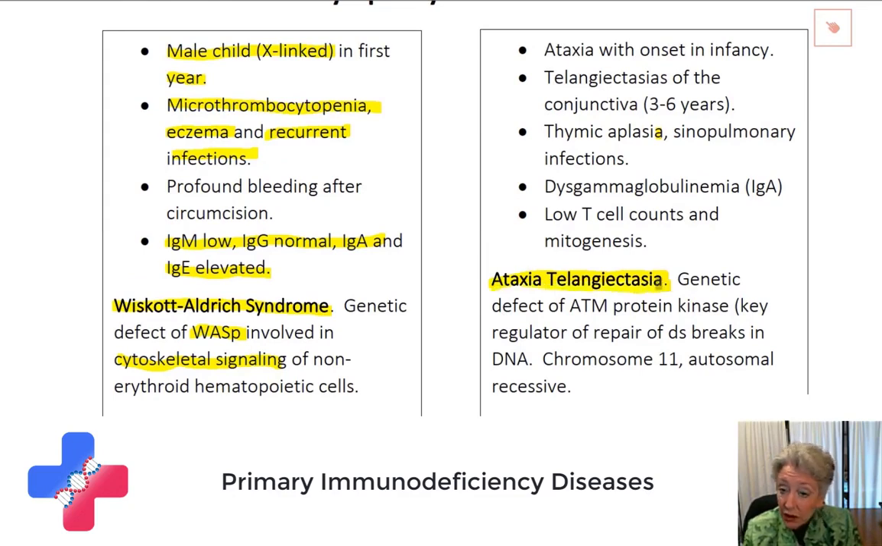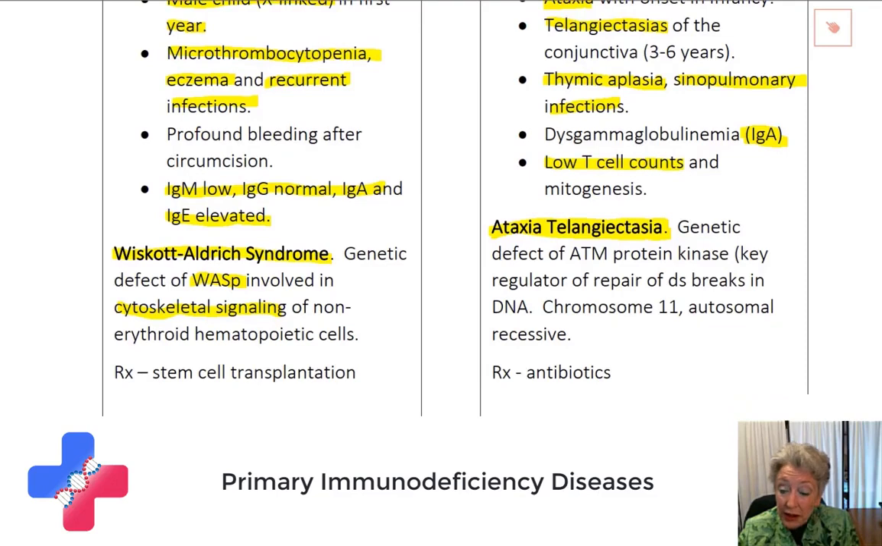Ataxia telangiectasia, the name is quite descriptive. It's a child with a staggering cerebellar gait, ataxia. Telangiectasias, those spider-like dilatations of the vasculature of the eye and the pinna. This is a patient with thymic aplasia and sinopulmonary infections and failure to produce normal amounts of IgA. I would find these patients with lower than normal T cell counts and a poor ability to clone T cells.